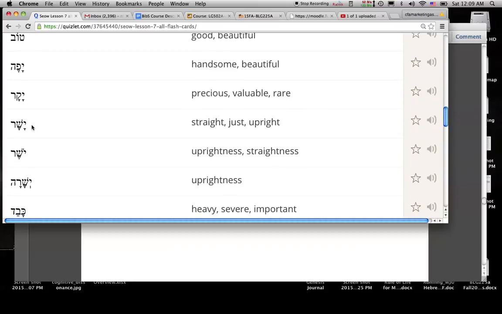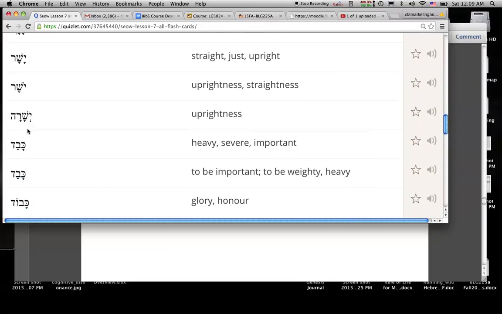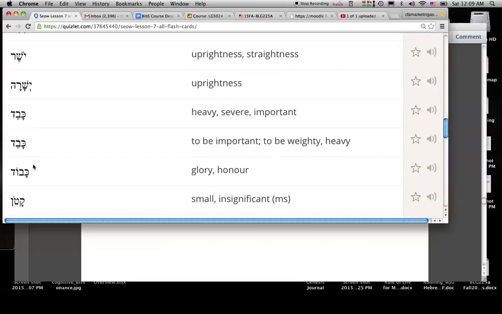So yakar, yashar is upright, just, straight. Yosher is the noun form. Yeshara. Kaved is heavy, severe, important, from which, of course, we get kavod, which is glory or honor. And this idea of heaviness also extends to the verb form of this, to honor your mother or father, and I believe that has to do with providing for them monetarily, and we can talk about that more perhaps in class. All right.